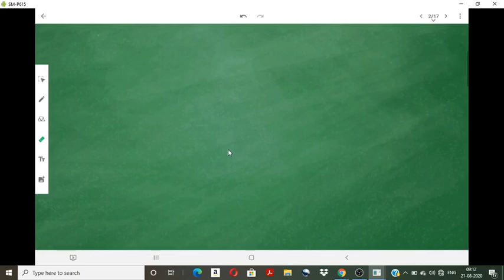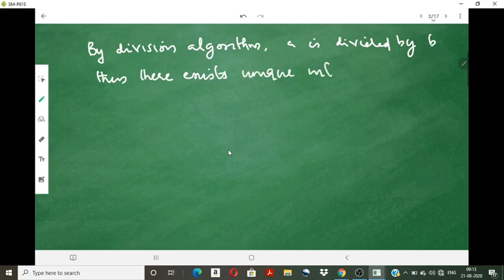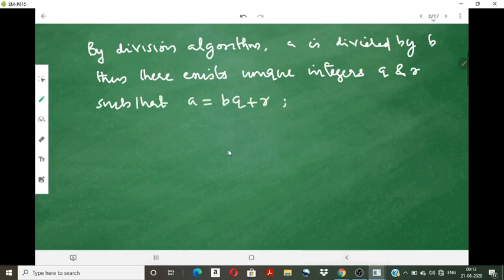In the second chapter, we have already discussed the division algorithm, isn't it? So by the division algorithm, we know that if A is a positive number which is divided by B, then there exist unique integers Q and R such that A is equal to BQ plus R, with a condition on R such that R is always non-negative, 0 less than or equal to R, and R is less than the divisor.